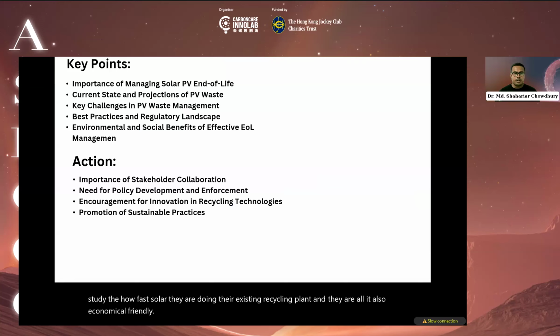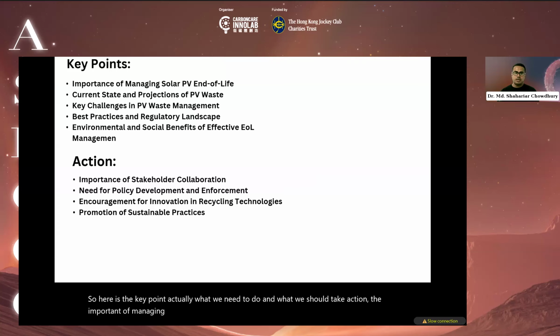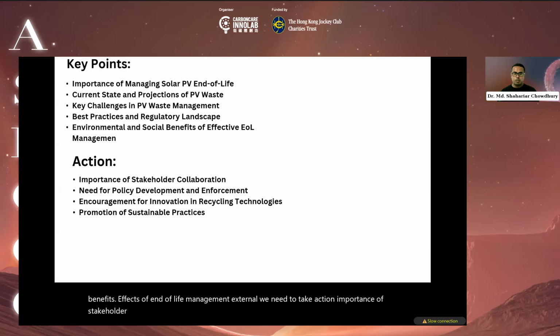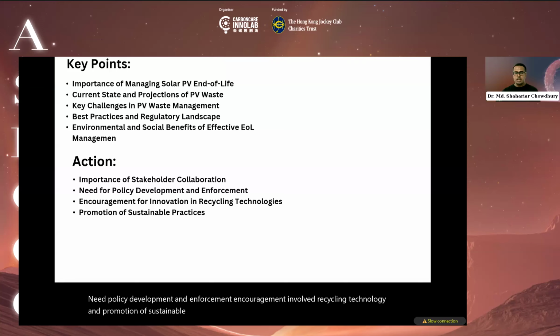Here are the key points, what we need to do and what action we should take. The importance of managing solar PV end of life, the current state and projection of PV waste, key challenges of PV waste management, best practices, the regulation landscape, and the environmental and social benefits of end-of-life management. Action: we need to take action, with stakeholder collaboration, policy development and enforcement, encouragement of evolving recycling technology, and promotion of sustainable practice.